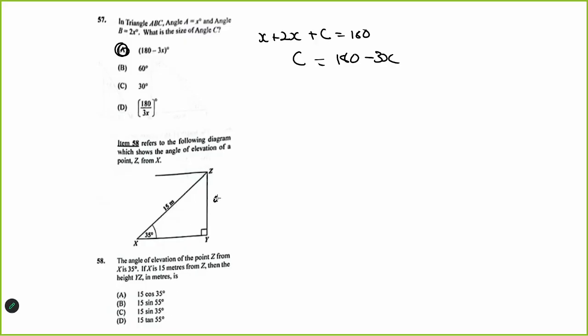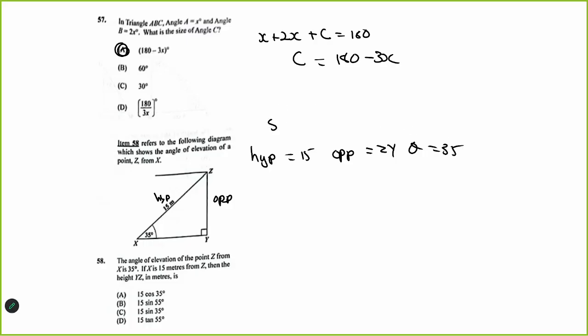So they want to know the opposite. This is the opposite because this is a right angle. This is the angle, and the side opposite, which is ZY, is your opposite, and this is your hypotenuse. So we have hypotenuse equals 15, opposite equals ZY, theta equals 35.